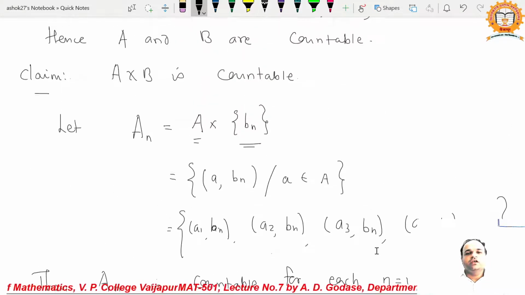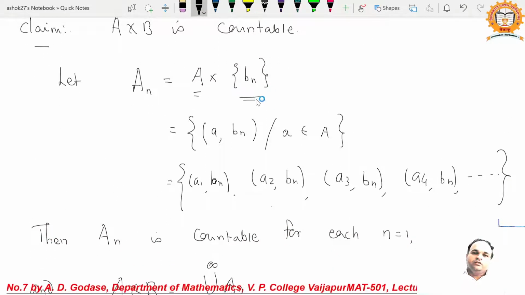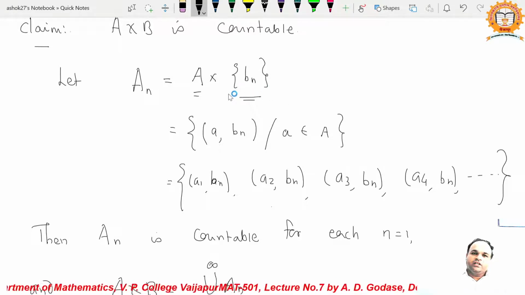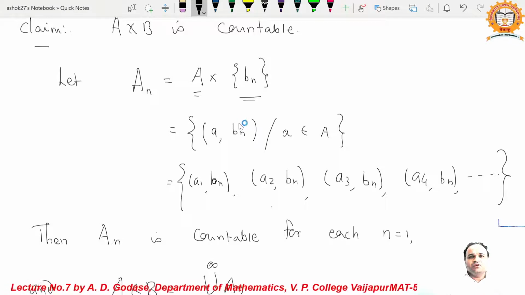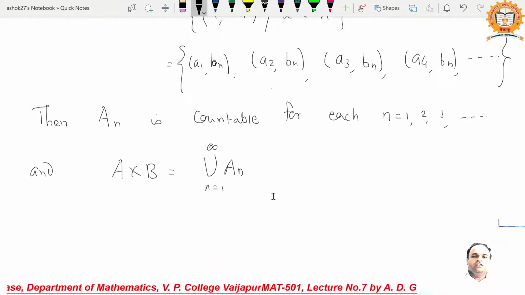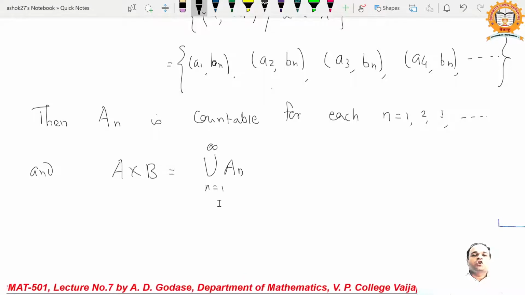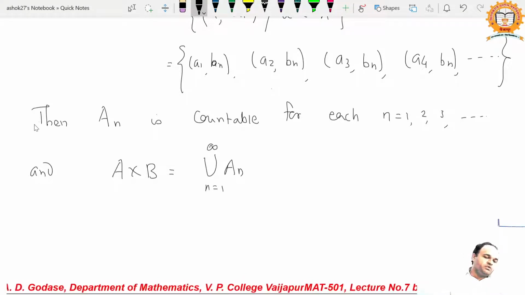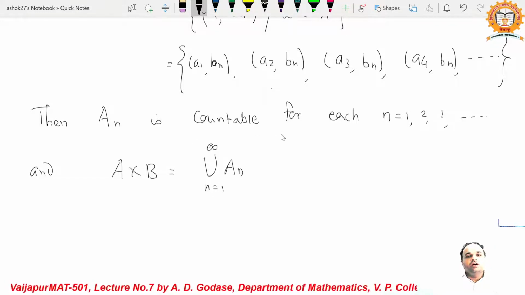So if you take A cross B1 union A cross B2 union A cross B3 union, and it goes on, you get all elements of A cross B. So naturally, this union provides us the whole Cartesian product A cross B. So naturally A cross B will be a countable union of countable sets.